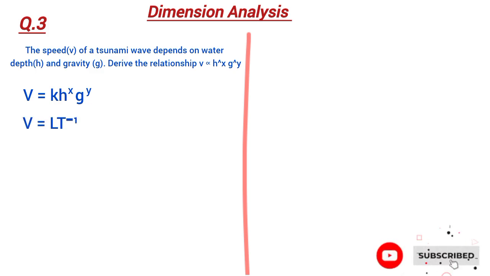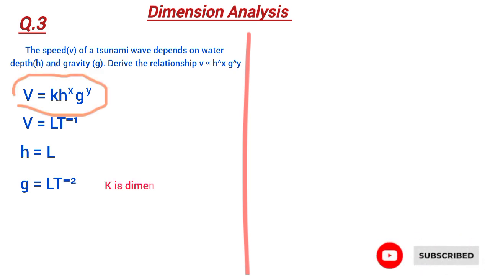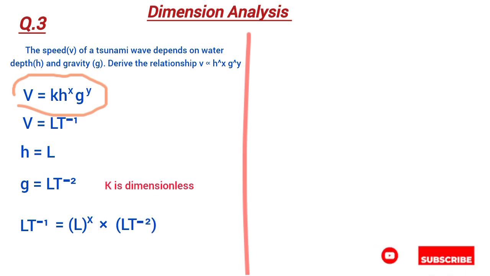H, which is height, describes a length, and the dimension of length is L. The dimension of gravity is LT minus 2. Rewriting this equation as this, we have LT minus 1 is equal to L raised to x times LT minus 2 raised to y. Removing the brackets, we have LT minus 1 is equal to L raised to x times L raised to y T minus 2y.